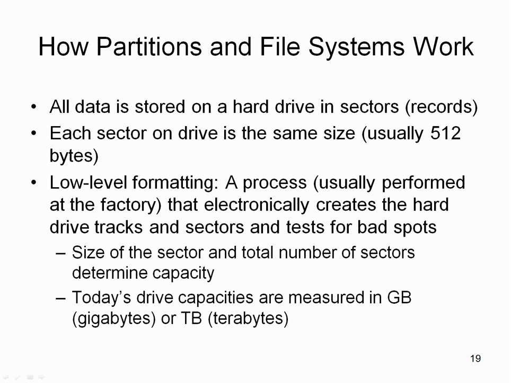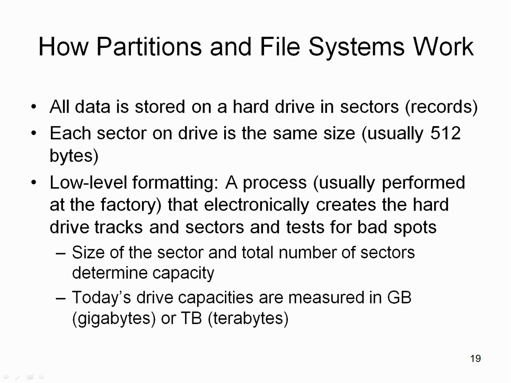A hard drive is organized using sectors, partitions, volumes, and file systems. Here's how it all works. All data is stored on a hard drive in sectors, sometimes called records. Each sector on the drive is the same size, and for most hard drives, that size is 512 bytes. Sector markings used to organize the drive are done before it leaves the factory in a process called low-level formatting. The size of a sector and the total number of sectors on a drive determine the drive capacity. Today's drive capacities are measured in gigabytes, or roughly a billion bytes, or terabytes, roughly 1 trillion bytes.